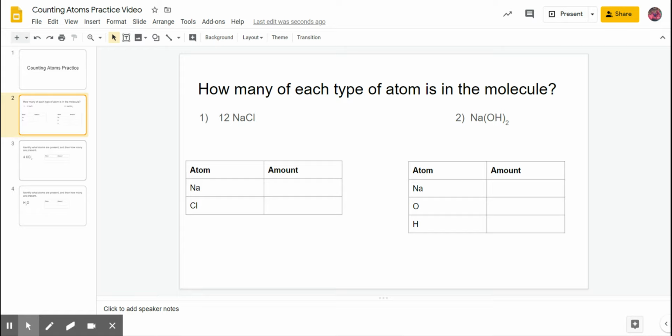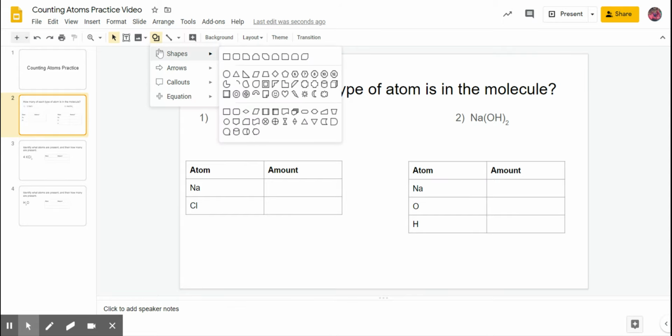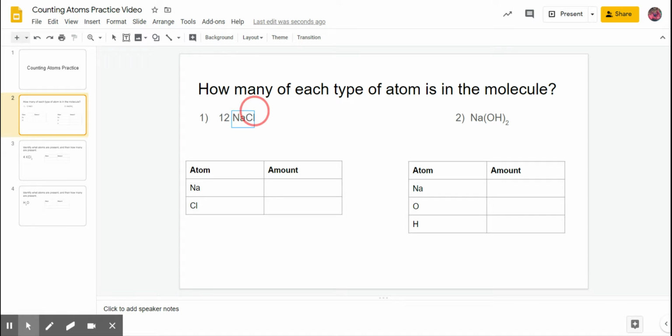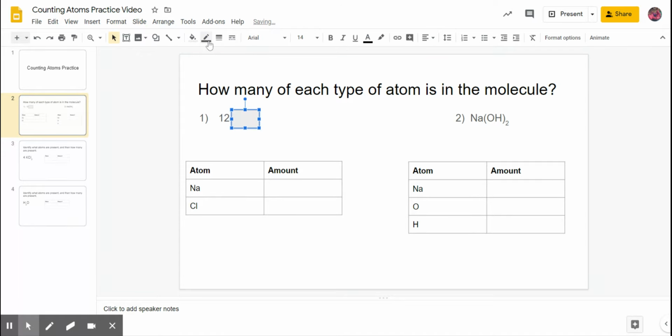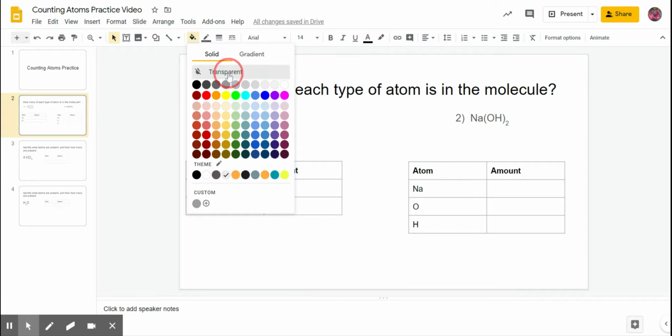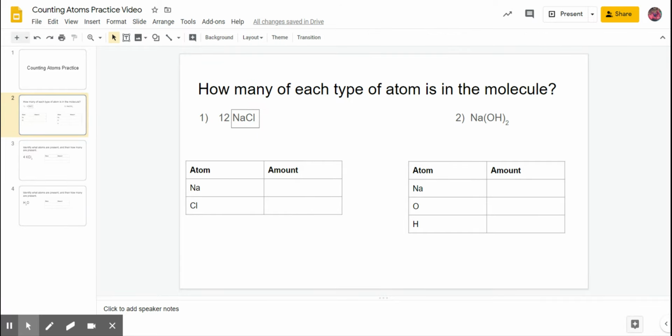So, first question, we got how many of each type of atom is in the molecule. I got a nice chart here where I already have the atoms identified and I just got to fill in the amounts. Cool. So, looking right here, 12 NaCl. Well, I've got a molecule that I'm going to want to put a square around, and I certainly don't want it to cover up the molecule. But I did that so I would remember that this 12 right here needs to go to the Na, and it needs to go to the Cl.